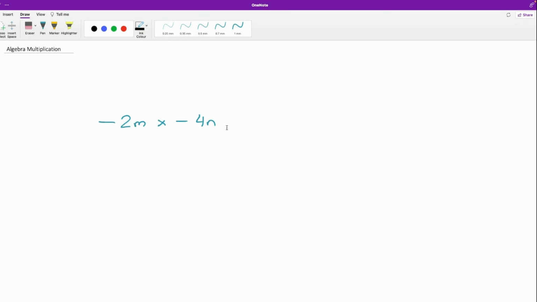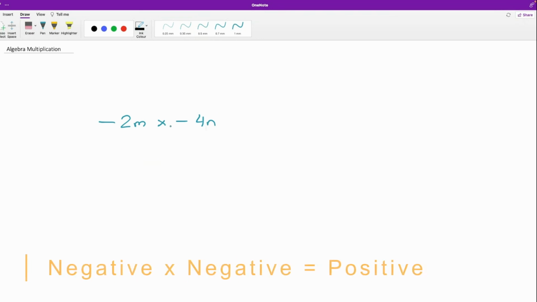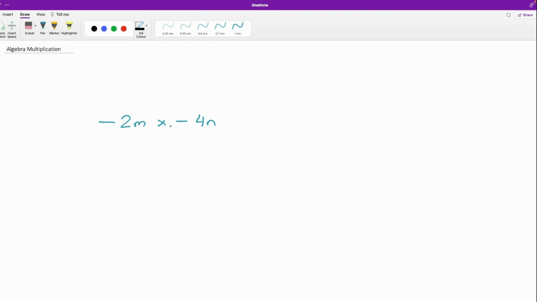Let's have a look at another example. Minus 2m times minus 4n. So let's first have a look at the sign. So we've got a negative and another negative. Now, whenever we're dealing with negatives multiplying together, a negative times a negative gives us a positive, and that is what we're expecting in our answer.